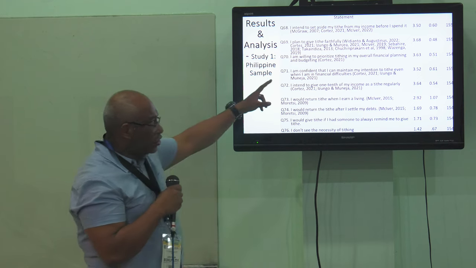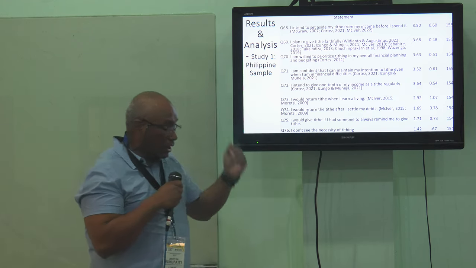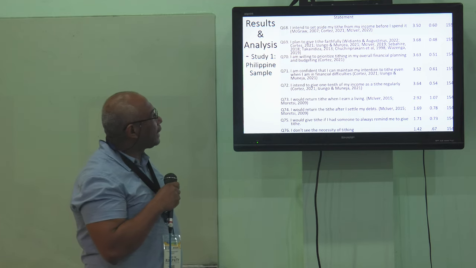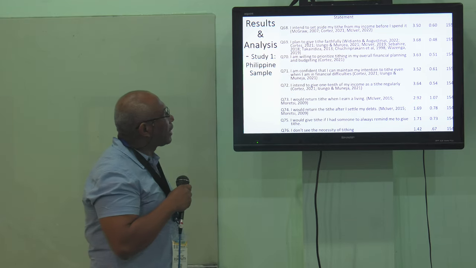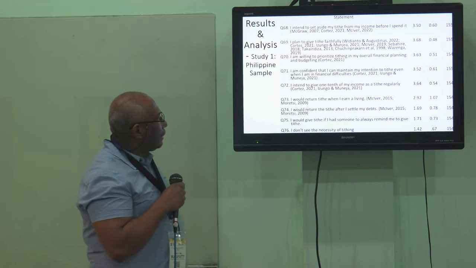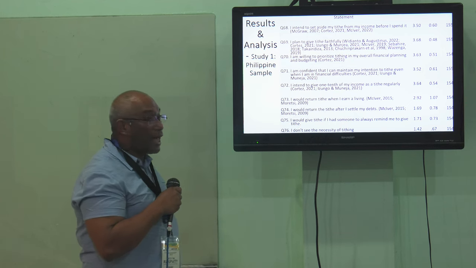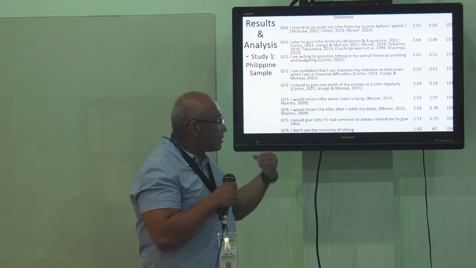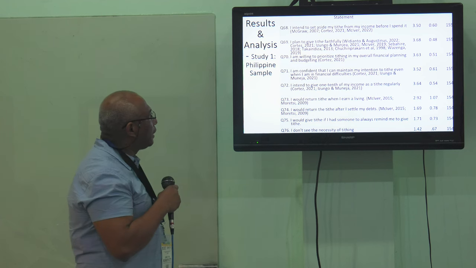And you can see that the church members scored them pretty highly. This is out of a four Likert scale. So they scored pretty highly there. Prioritizing tithe in overall financial planning and budgeting. Also, I am confident that I can maintain my intention to tithe even when I'm in financial difficulties. So even in financial distress, they can prioritize and are confident that they can be faithful with tithing.